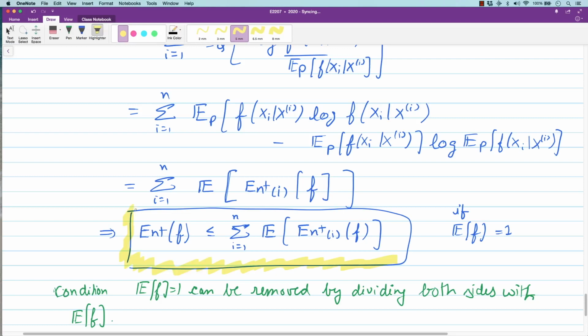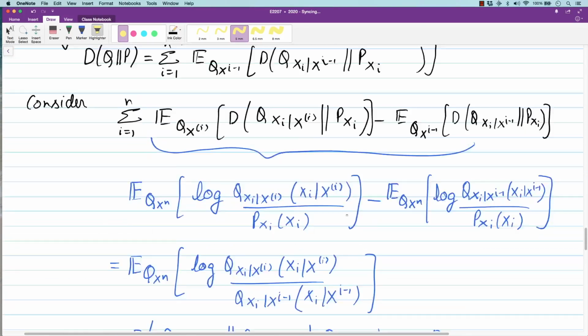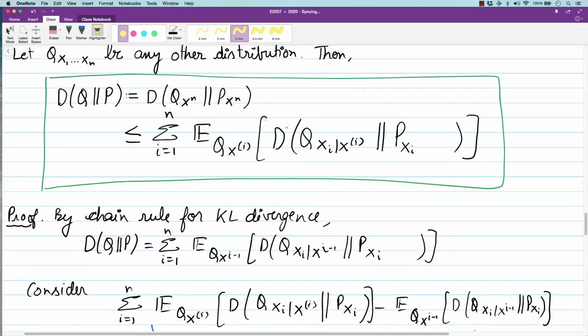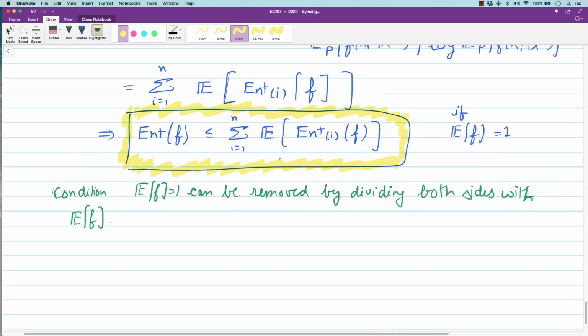This is the Efron-Stein counterpart of entropy, and we'll call this the tensorization property of entropy. And it just follows from the tensorization property of this divergence. Okay, that's something we'll retain from this lecture. So I think this is becoming a long lecture already, so we'll stop here. And in the next class, I'll show the binary Log-Sobolev inequality.